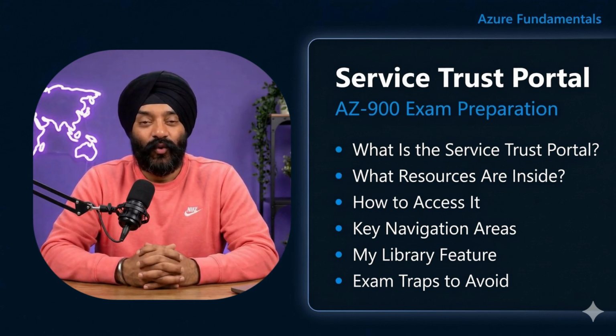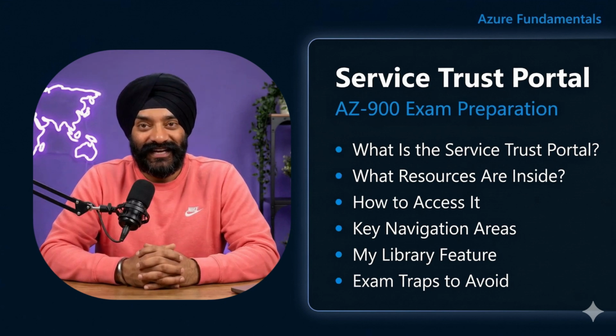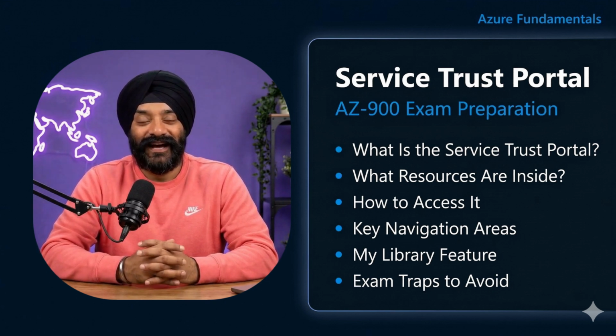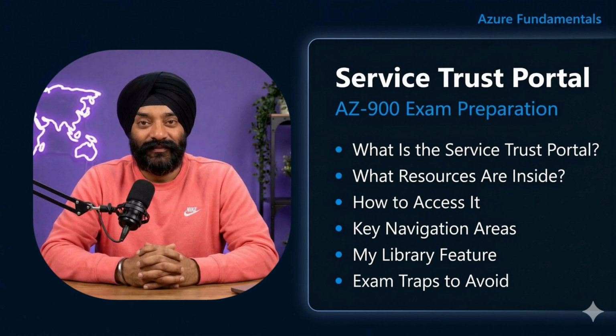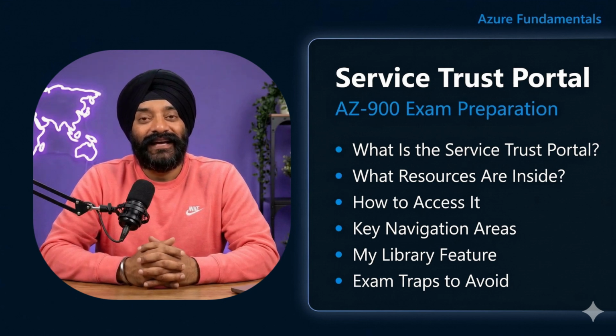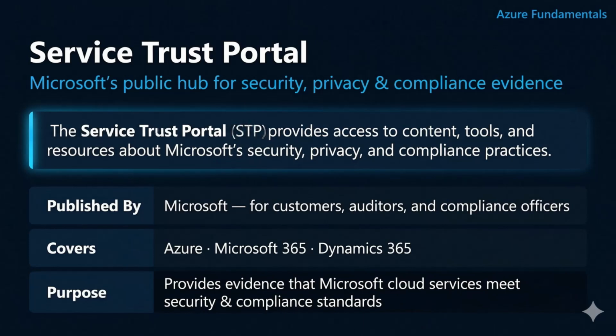We will cover what the Service Trust Portal is and why it exists, what resources you will find inside it, how you actually access it, and what authentication is required, the key navigation areas and content categories, a feature called My Library, and a common AZ-900 exam trap around similar sounding tools. Let us get started. Let's start with the big picture.